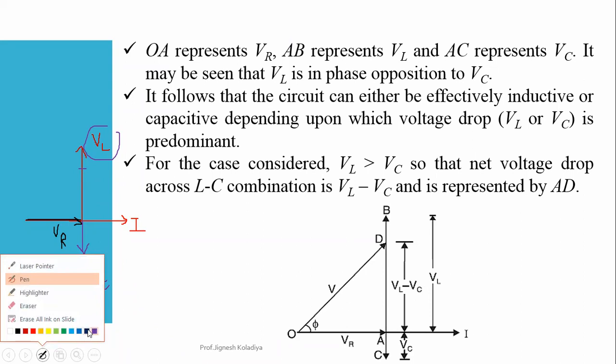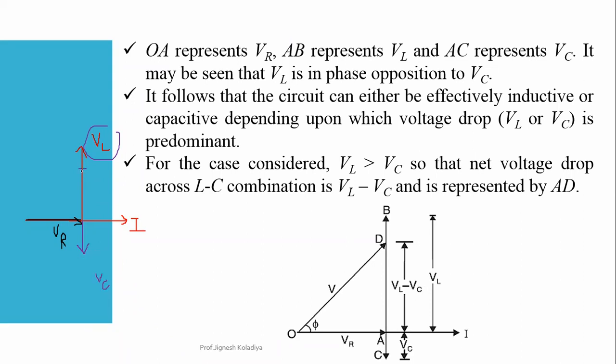And this is my output, which is VL minus VC, and this will be the resultant V. If VL and VC are both the same in magnitude, that means they cancel out each other. My circuit is reduced to only a resistive circuit. These cases we will see later on.